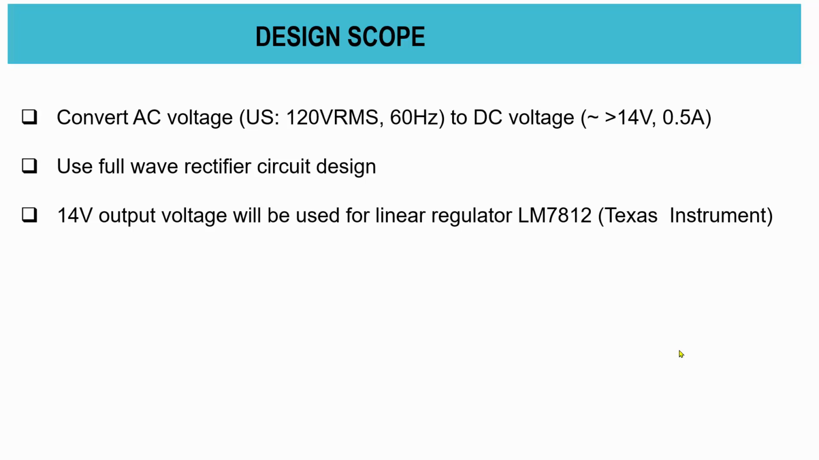The reason that we want a 14 volt DC output is that later on we can use this for a linear regulator. It's an LM7812 12 volt output from Texas Instruments.